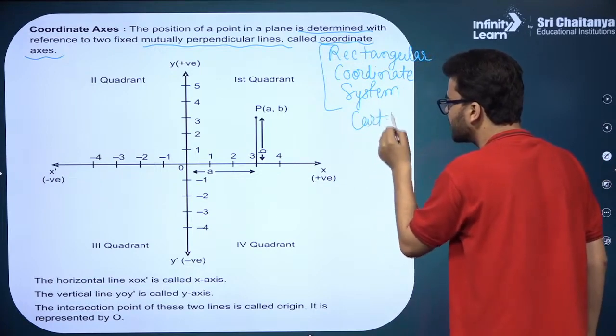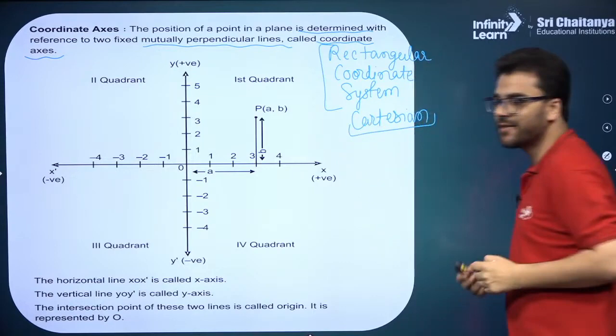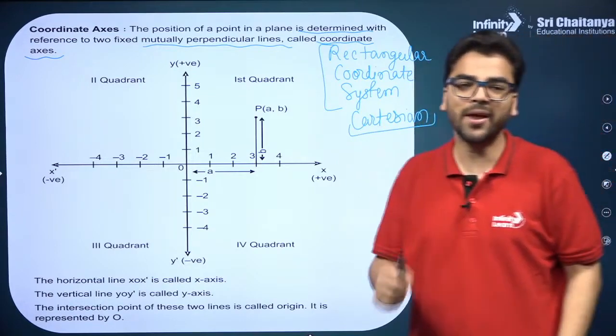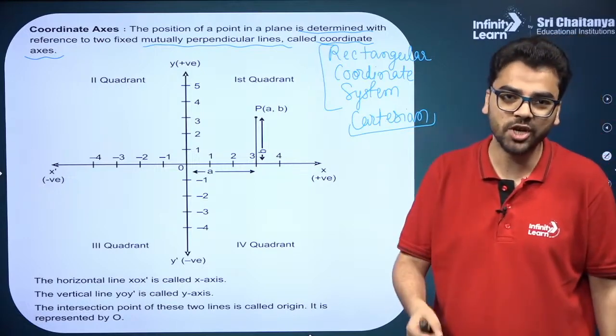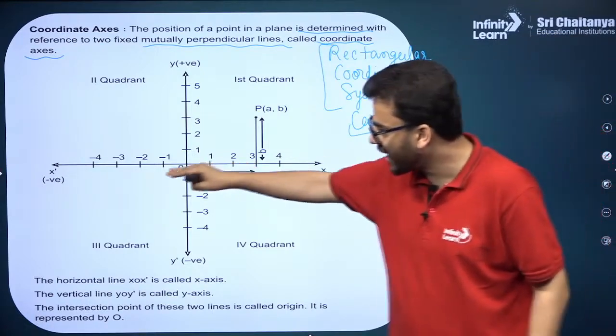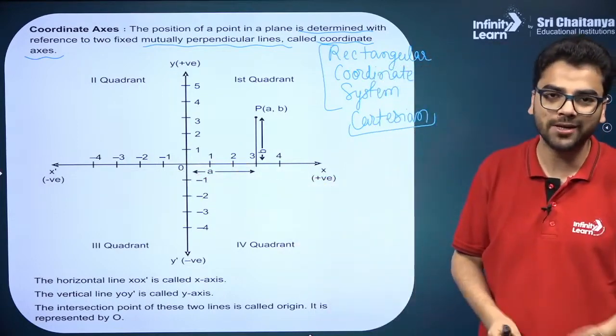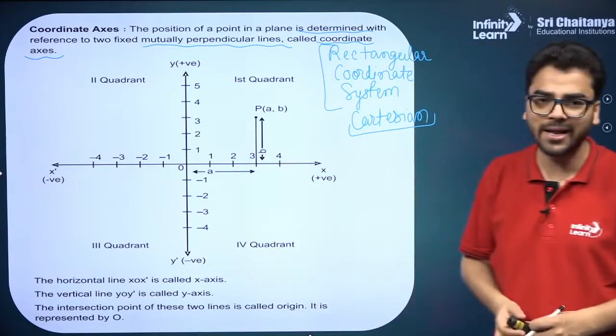This is also known as Cartesian coordinate system, because this was first given by the French mathematician René Descartes, right? I don't know if I'm pronouncing it correctly or not. It's a French name. So I hope this thing is clear. One is the horizontal axis. It is the number line in the horizontal direction. And then you've got a vertical axis, number line in the vertical direction.